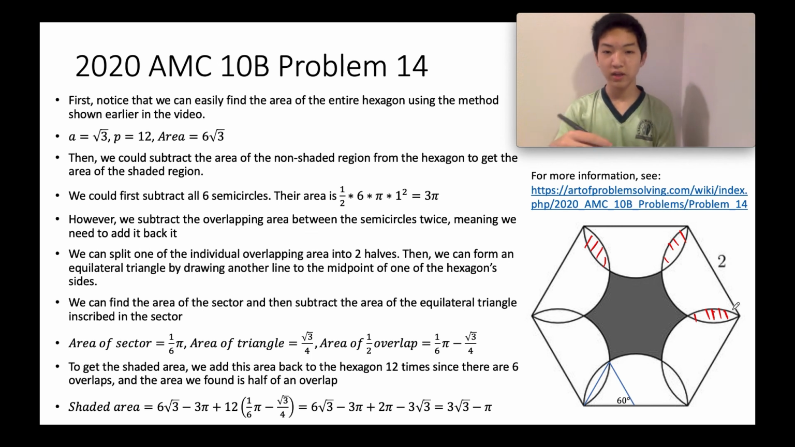Well, to do that, we could split one of these in half, which as you can see we've done here. If we split this in half, we could find the area of one of the halves, which is what we'll try to do next. So to find the area of one of these halves, we form an equilateral triangle by drawing another line from the intersection point here to the middle of the hexagon right here.